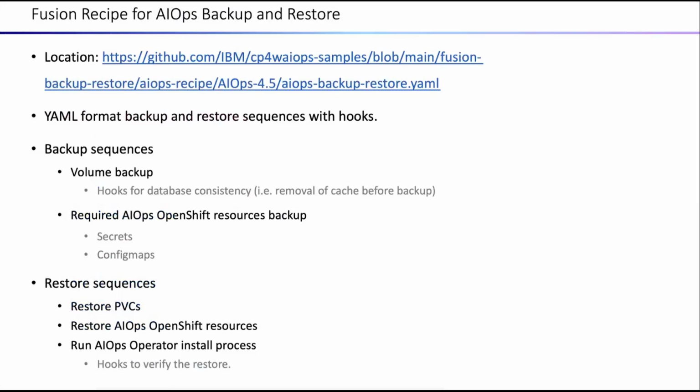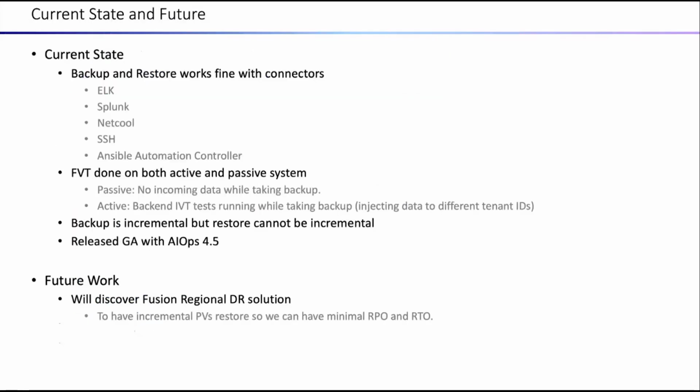So what the recipe includes, and this is where we had to collaborate with the Fusion team to create this recipe, is what resources need backup and in which sequence they need to be restored. If you go through this URL, you can see that the recipe tells which PVC to back up first, and which secrets and config maps need to be backed up, so we can restore the AIOps application on a different cluster. The current state is that backup and restore works fine. It's been released with AIOps 4.5. So that's what I wanted to show.